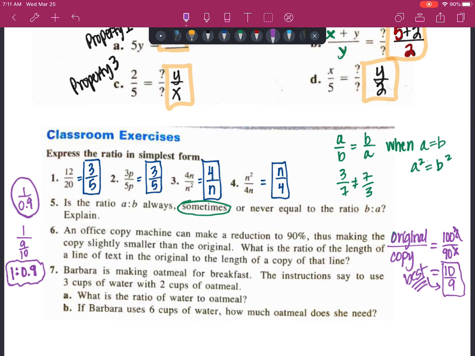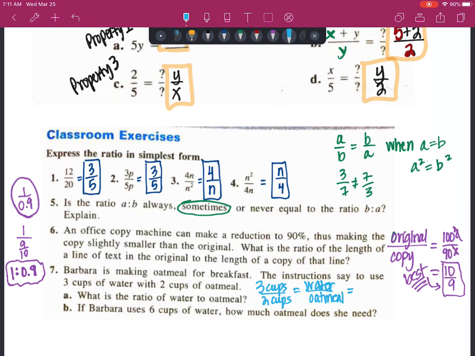And then Barbara's making oatmeal. Here we go. There's that recipe. The instructions say to use 3 cups of water to 2 cups of oatmeal. What is the ratio of water to oatmeal? Now it's very important that we say 3 cups to 2 cups. The reason I'm putting 3 in the numerator is because it's water to oatmeal.